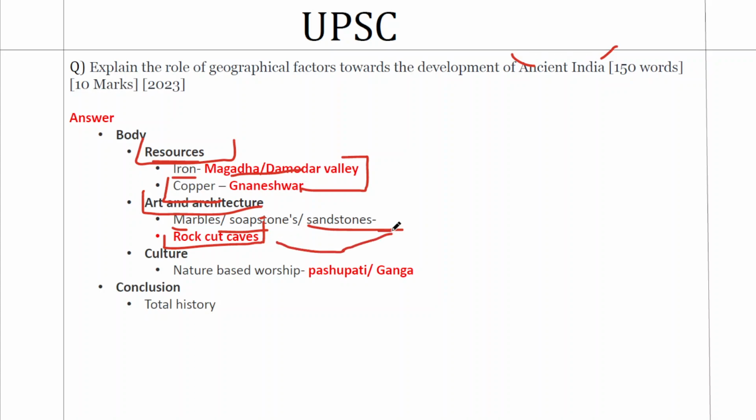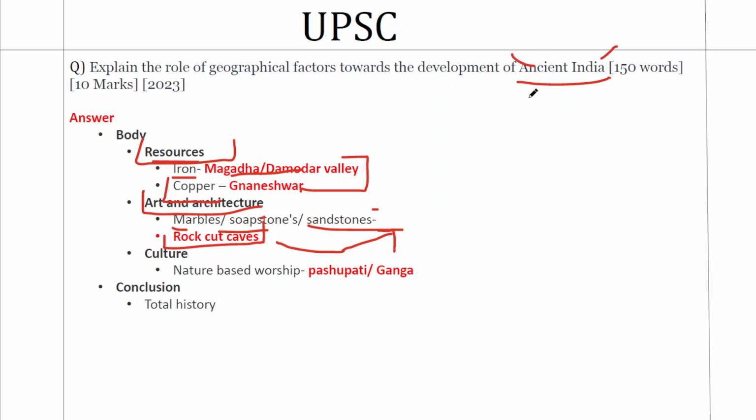Let's take the case of Buddhist architecture like the Viharas. Viharas were rock cut structures only, and the Chaityas were also rock cut structures. Or rock cut temples like the Kailasa temple in Ellora, or structural temples like the Shore temple. So for all these things in ancient India, geography mattered. I have mentioned a lot of examples here. You don't have to mention all of them. Two will be enough.